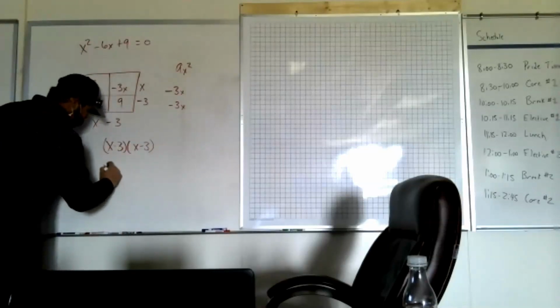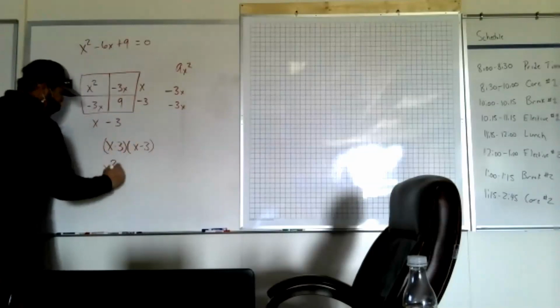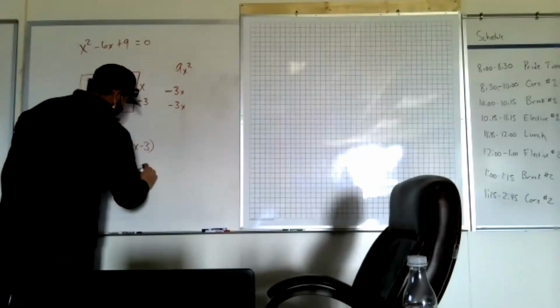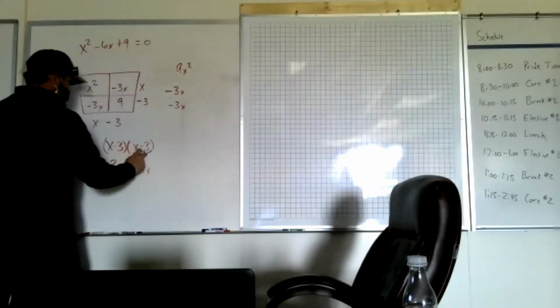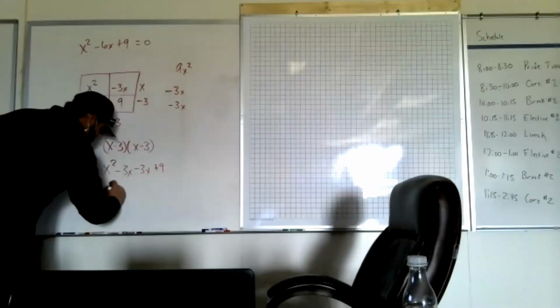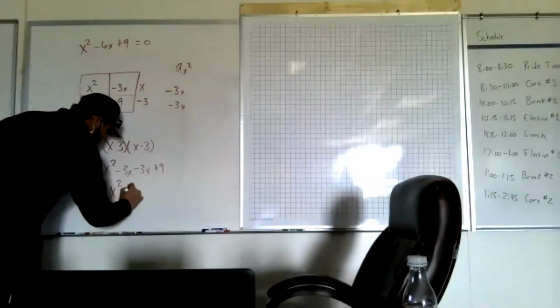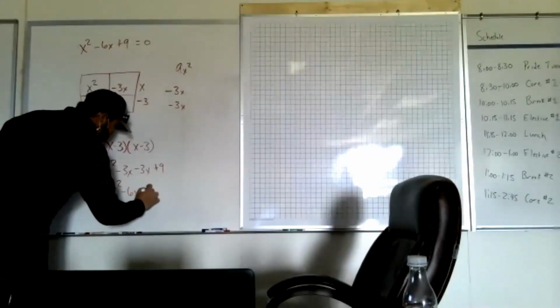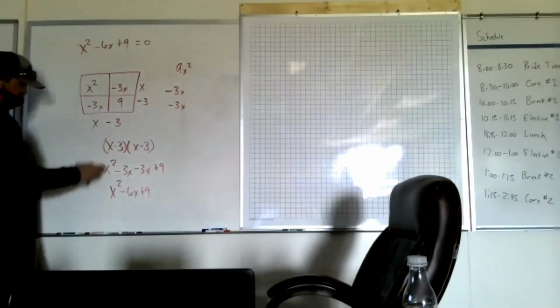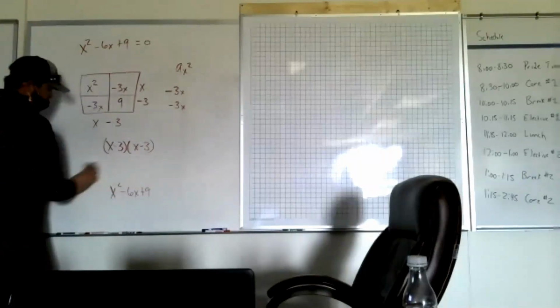And I can always check myself by foiling. X times x gives me x squared. X times a negative 3 is negative 3x. Negative 3 times x is negative 3x. Negative 3 times negative 3 is a positive 9. Combine my like terms to get x squared minus 6x plus 9. Okay, and I'm back to where I started. So I've checked to make sure that my binomials are correct.